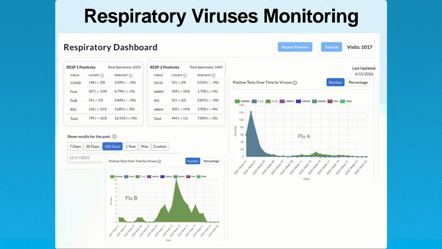We've done this again for respiratory. So we measure a number of respiratory viruses: flu A, flu B, RSV, SARS-CoV-2, OC43, human metapneumovirus, parainfluenza, as well as human rhinovirus. And again, I've kind of blacked out COVID and all the other ones and just shown you data on flu A and flu B.